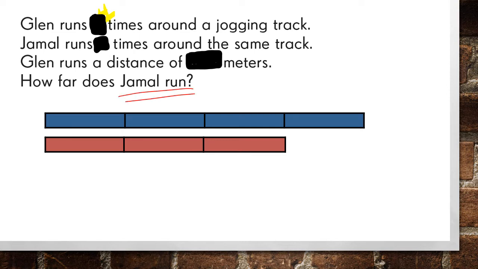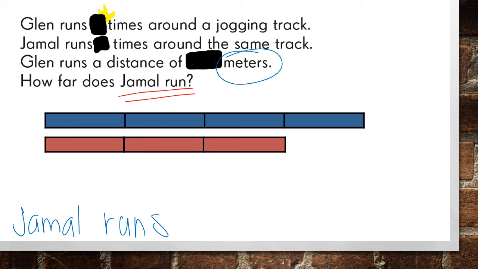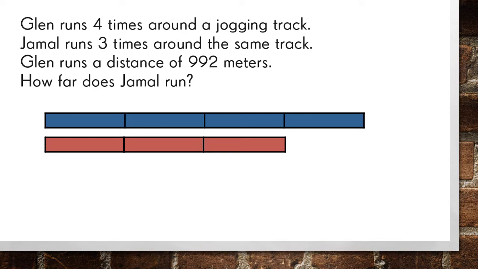So for that, I might write my answer: Jamal runs. Oh, let's think too about what unit we're working in. Did you find it? Yeah, we're working in meters. So let's put that in our answer: Jamal runs blank meters. I'm going to add that to our next slide too. There it is. I'm going to write it right down here: Jamal runs blank meters. That's what I'm solving for. That should help me stay focused.